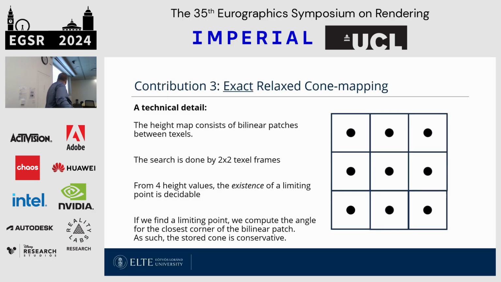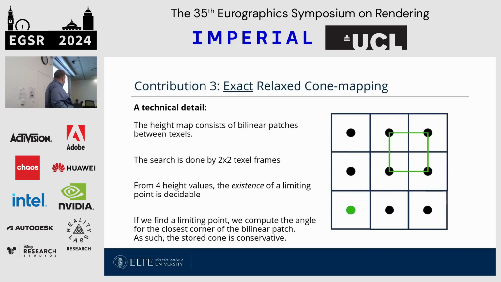So in practice, we use a simple technique. For example, this is the point of interest for which we would like to compute the cone. What we do is go through these bilinear patches. The search is done in these 2x2 texel frames. And from the footprint of these bilinear patches, the 4 height values, we can easily compute whether there is a limiting point.